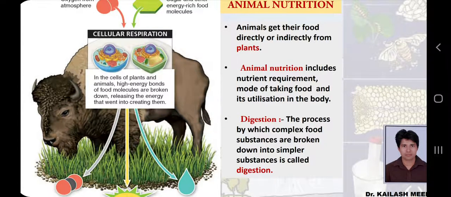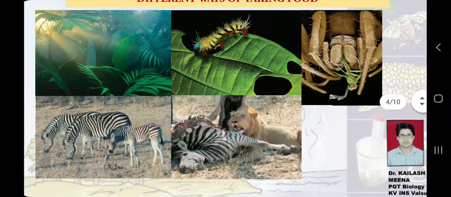I will narrate these statements for you. Animals get their food directly or indirectly from plants. Animal nutrition includes nutrient requirement, mode of taking food, and its utilization in the body. Digestion is the process by which complex food substances are broken down into simpler substances.